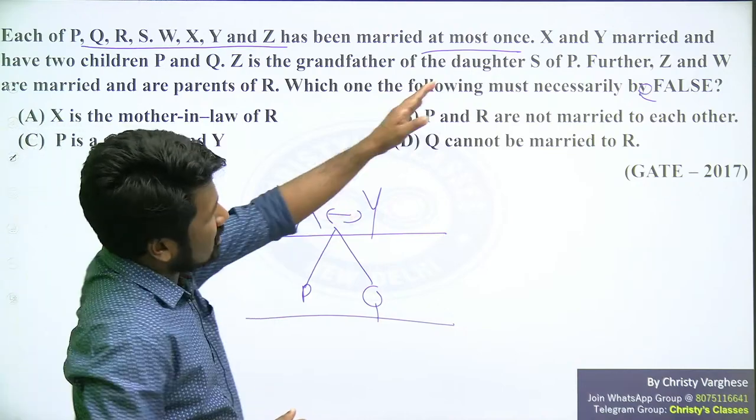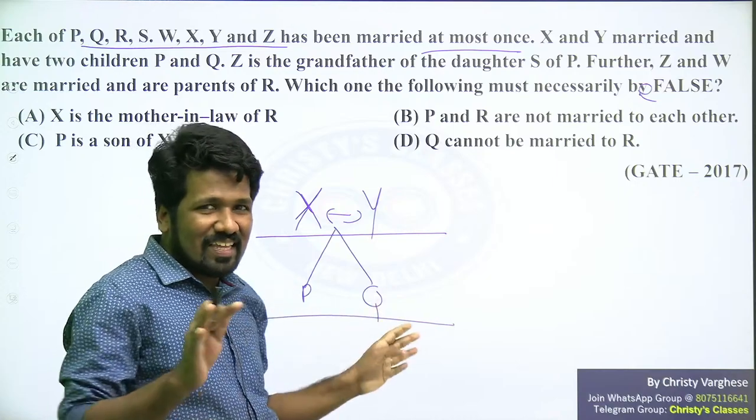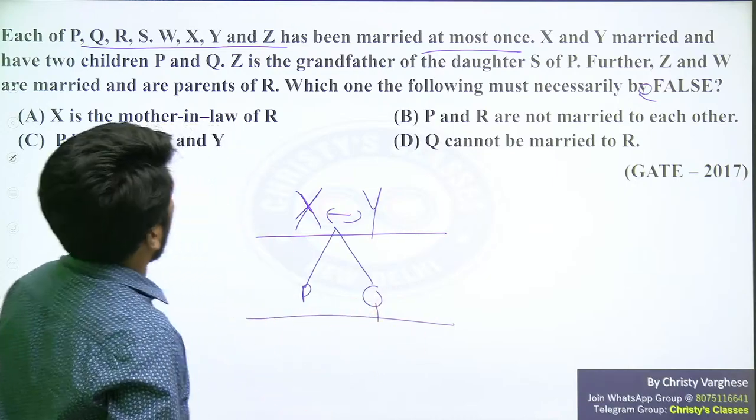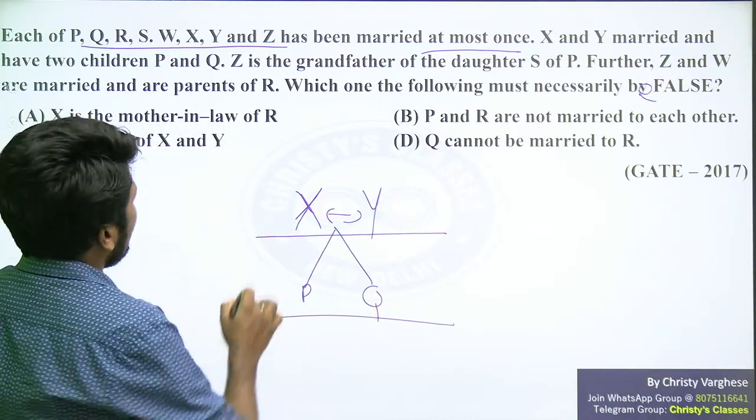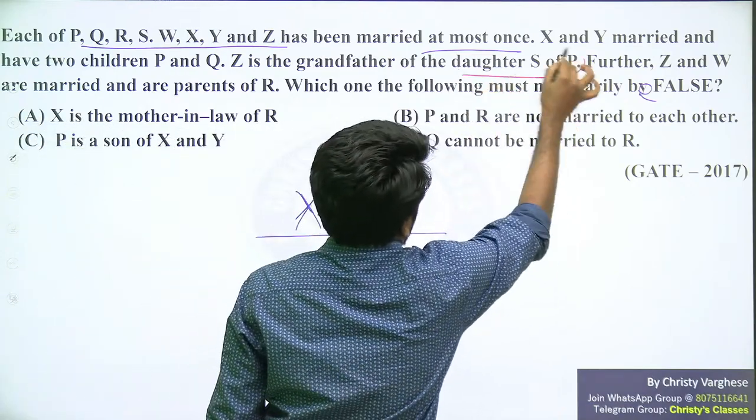Don't make the mistake: X and Y are married. Don't think that the first person will be male and the second person female, nothing like that. So we don't know the gender of X and Y currently. Z is the grandfather of the daughter S of P. First, we will analyze this.